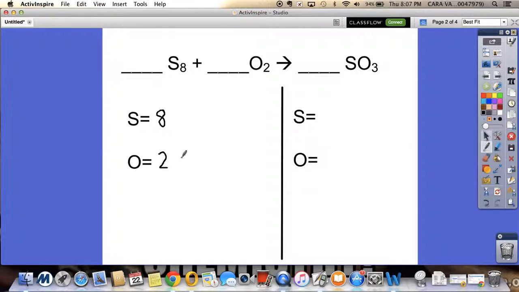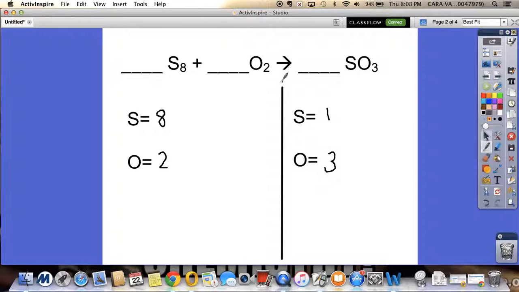And what that means is that the law of conservation of mass says that if I start with 8 sulfurs, I should end with 8 sulfurs. And if I start with 2 oxygens, I should end with 2 oxygens. But when I look at the right-hand side of this equation, I see that I only have 1 sulfur and I actually have 3 oxygens, which means we're going to have to add some coefficients here.